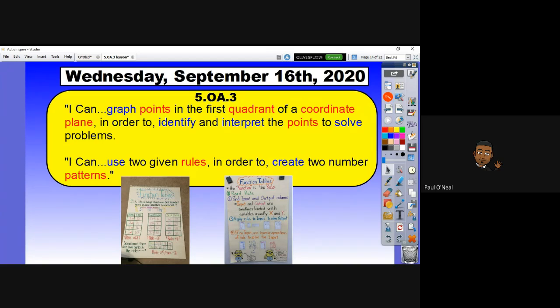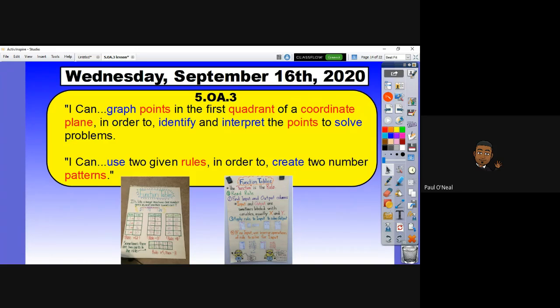We're also going to do what we have been doing all week, which is using two given rules in order to create two number patterns. So now we're going to put together what we have learned in the past along with what we have been doing this week. Okay. And again, of course, I have the same two pictures on the bottom, which are function tables.